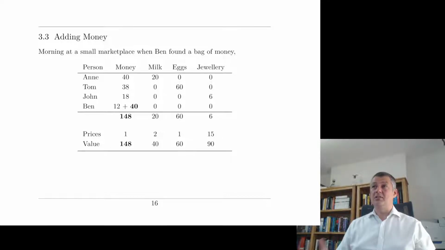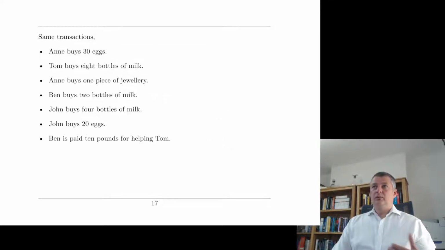So at the start of the day, there's not 108 pounds floating around, there's 148 pounds floating around. Now, how might our day play out like this? Well, we've got the same number of morning transactions that we've had before. Anne buys the eggs, Tom buys milk, a little bit of jewelry, Anne sells out, or almost sells out, and Ben gets paid for helping Tom. Exactly the same as last time.